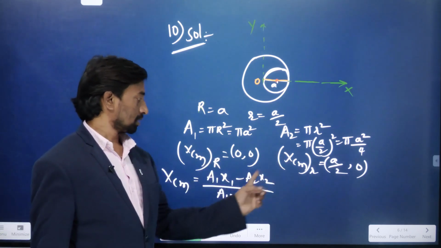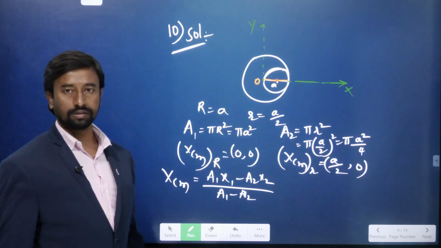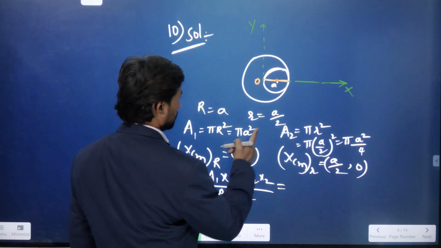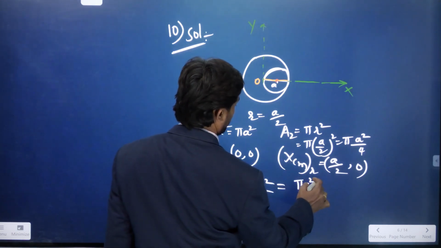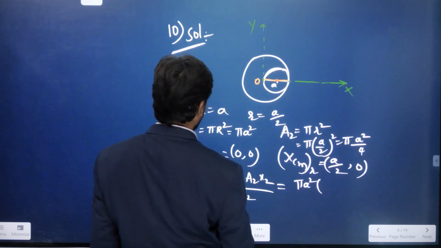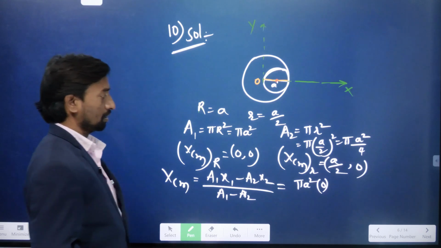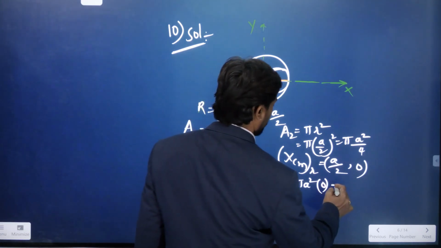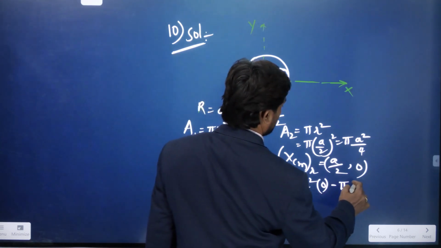So x1, x2 is there, and y1, y2. No need to find out y1 because that is 0 only. So A1 we connect here, A1 how much? A1 is the area, so pi a square into x1, which is at 0 only, minus pi into x2, which is nothing but a by 2.